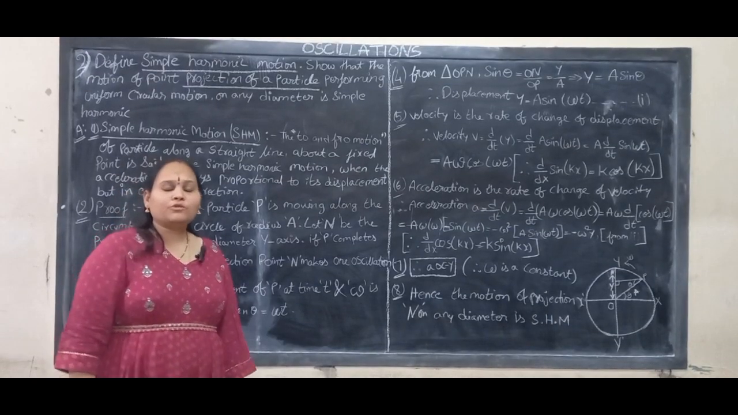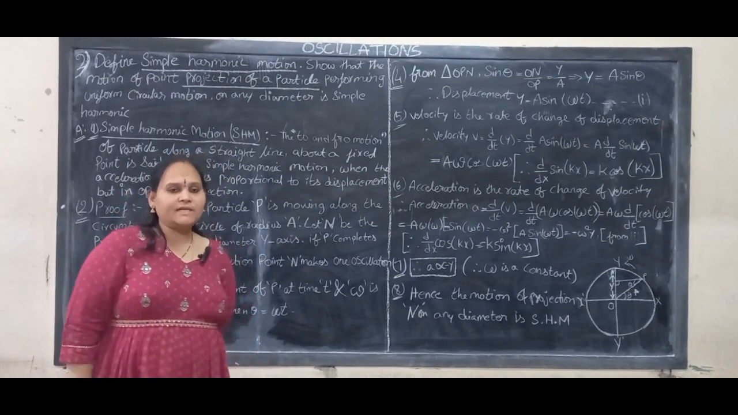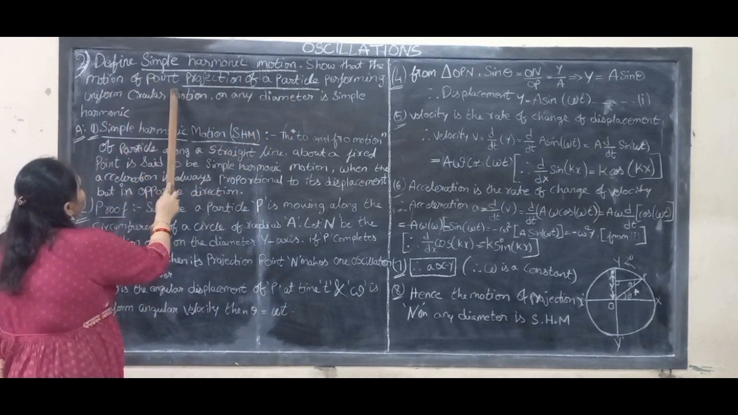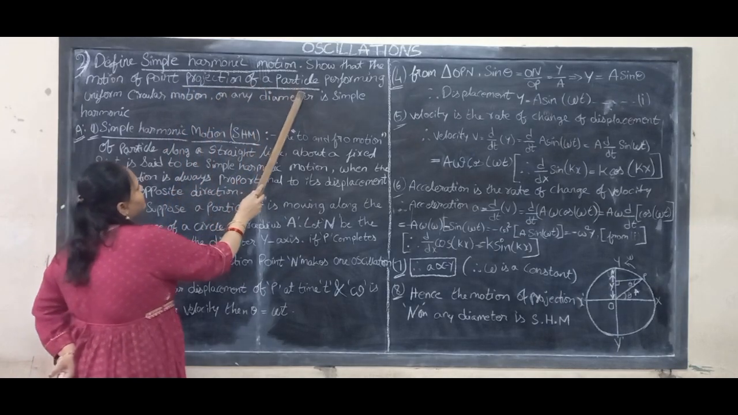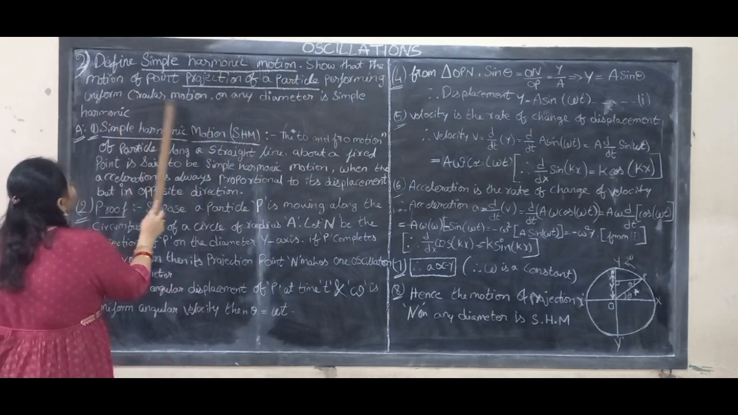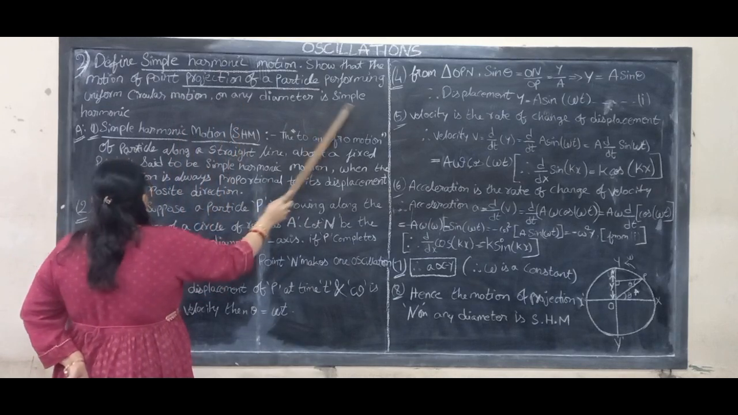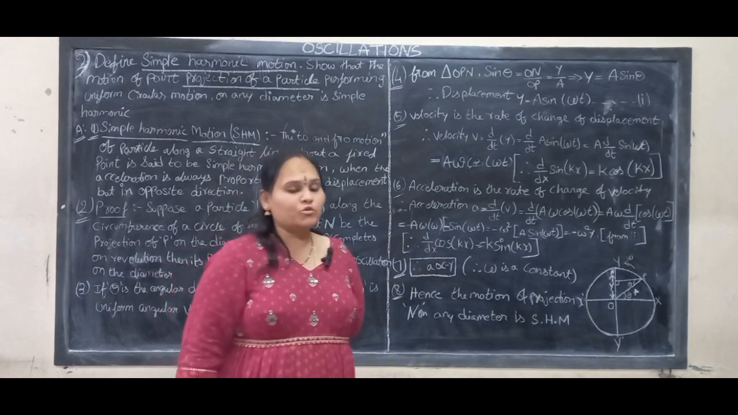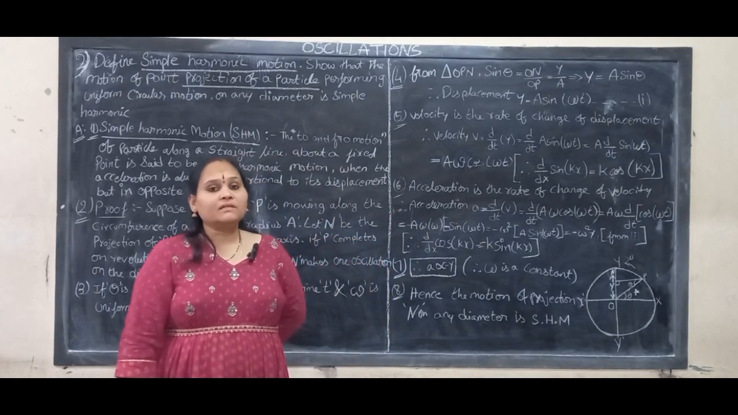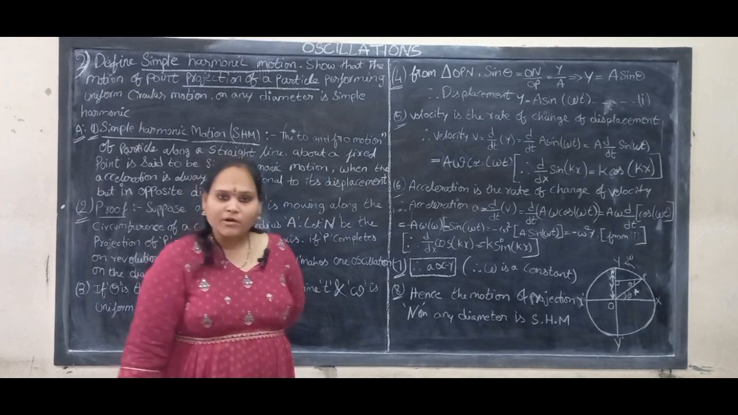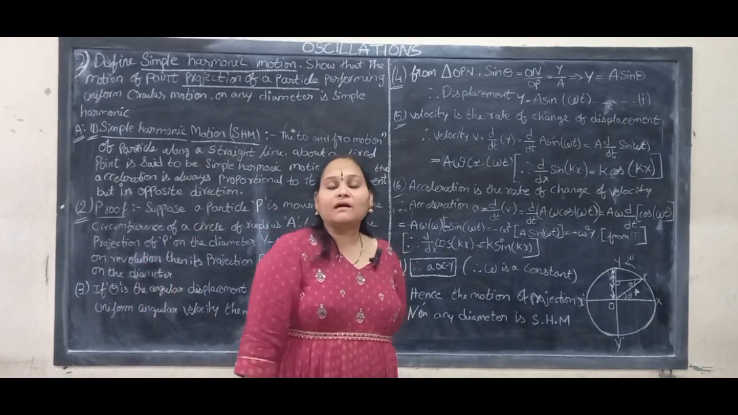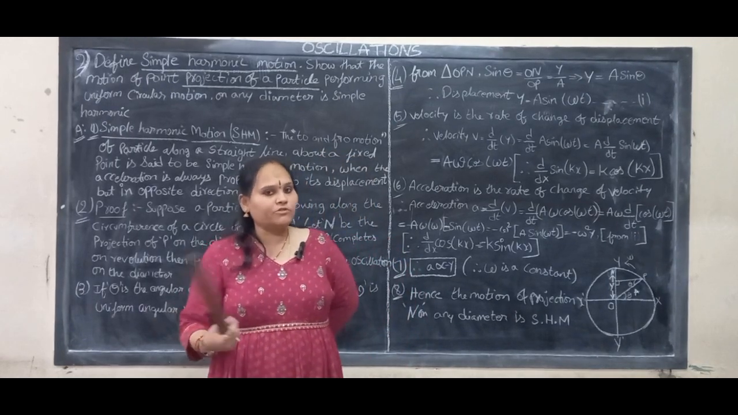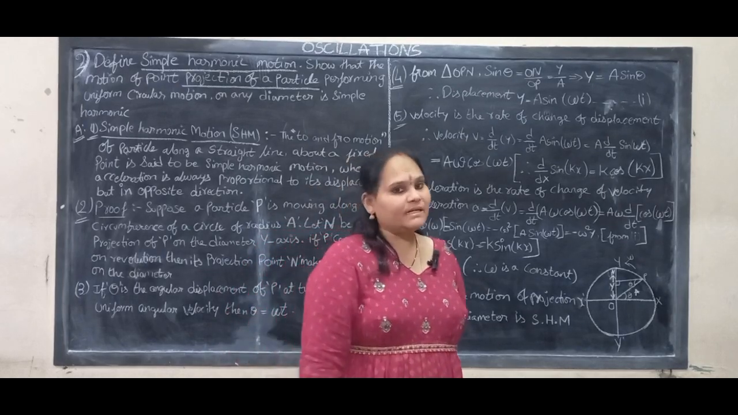Our next question from the oscillations topic is: define simple harmonic motion. Show that the motion of the projection of a particle performing uniform circular motion on any diameter is simple harmonic. Look carefully, what is simple harmonic motion? The to and fro motion is simple harmonic motion. The body executes simple harmonic motion means the acceleration is proportional to the negative displacement, or the acceleration is proportional to the displacement in opposite direction, you can mention.